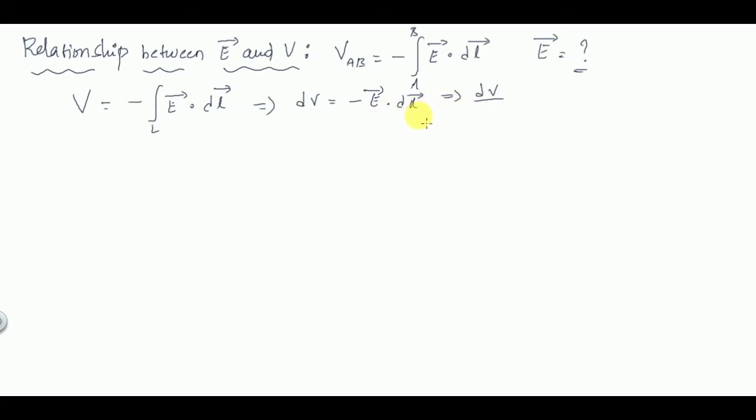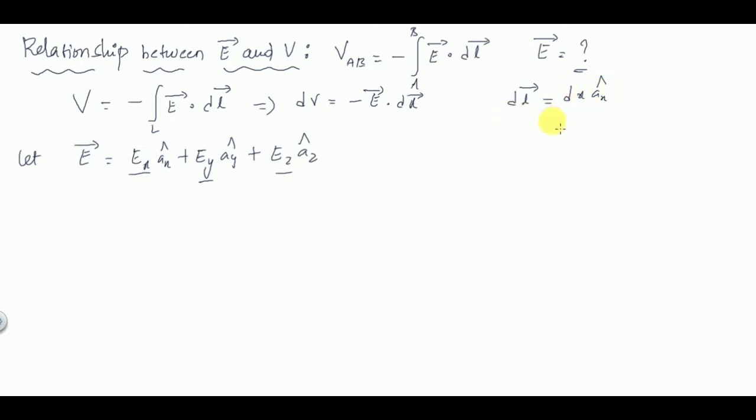So let E bar be equal to Ex Ax cap plus Ey Ay cap plus Ez Az cap. Generally we'll have the electric field in this format only. We have x component, y component and z component if you take a Cartesian coordinate system. And in a Cartesian coordinate system, what will be dl bar? dl bar is equal to dx Ax cap.